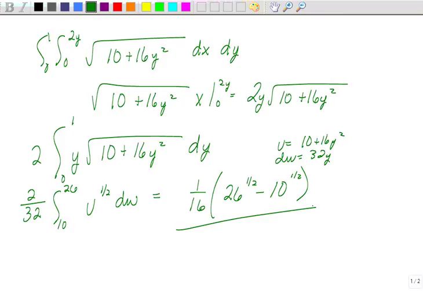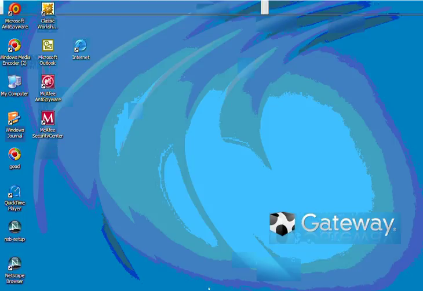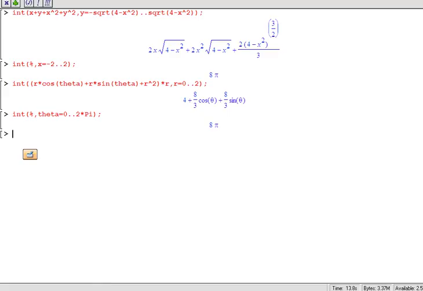Okay, and then for number 18, we're going to use Maple. So we're going to graph this. And we're going to go with plots so we can sketch it.